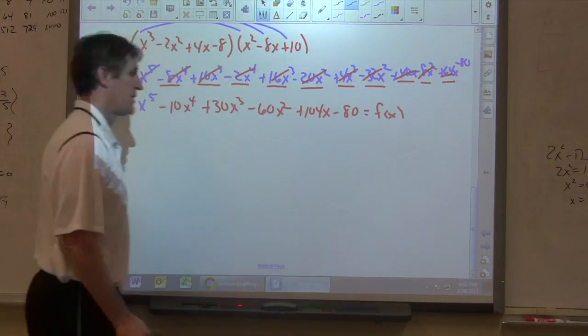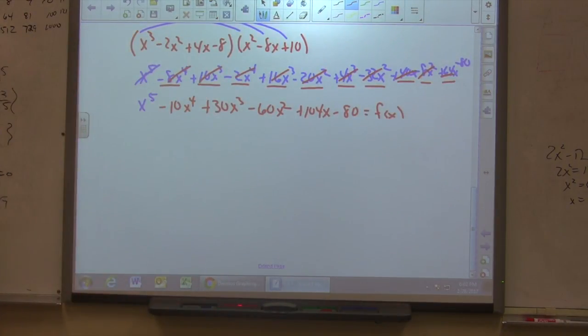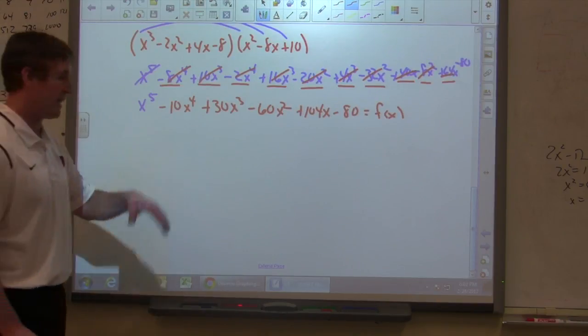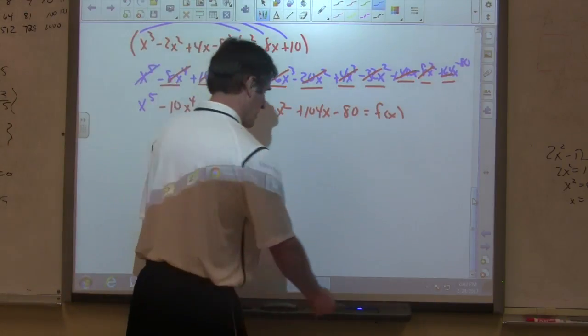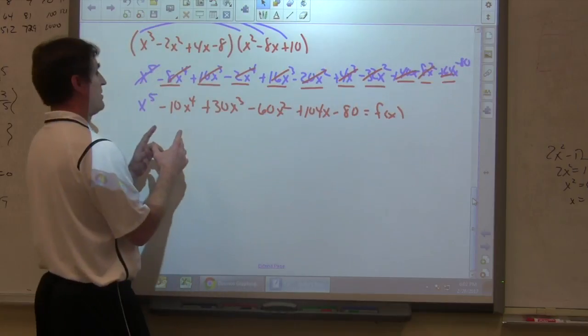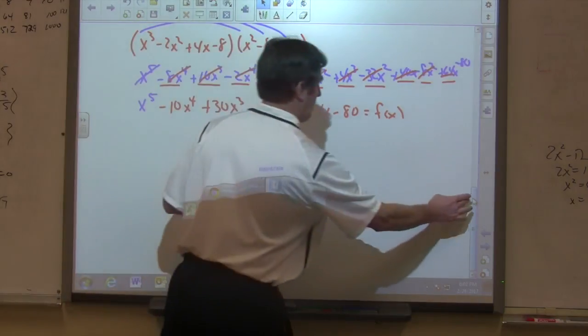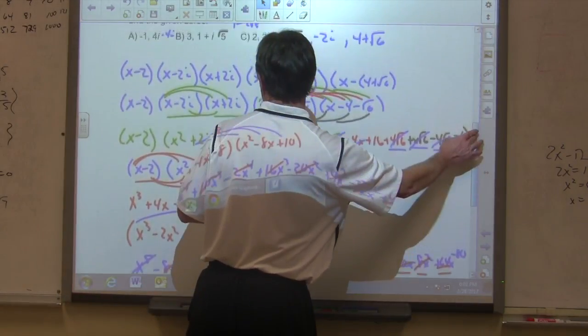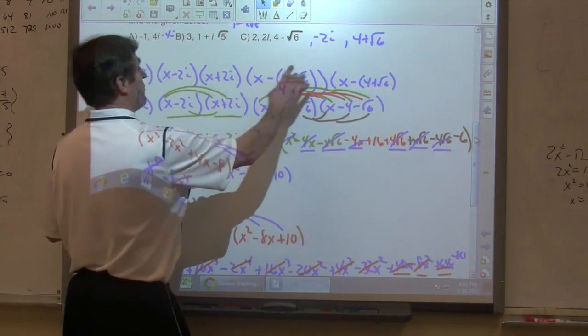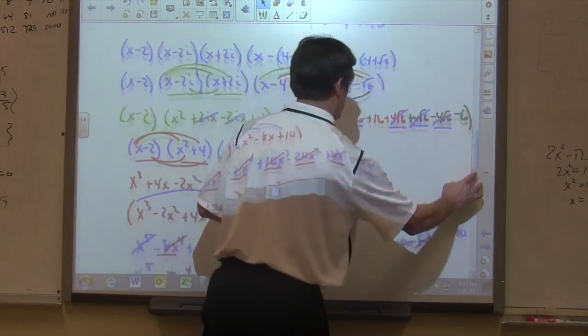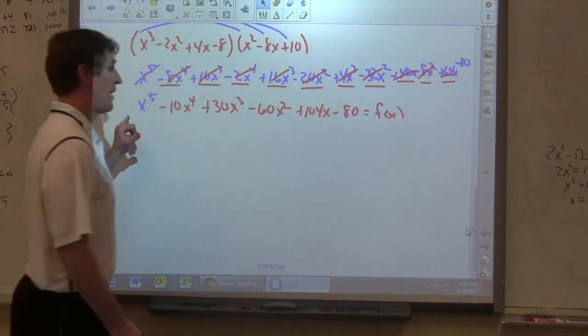equals our function. So you can see there's a lot of work to do when you get to something that has that many things to multiply out. But remember, if you look back where we started, we had 1, 2, 3, 4, 5 factors. So we should have a highest power of 5, which we ended up with.